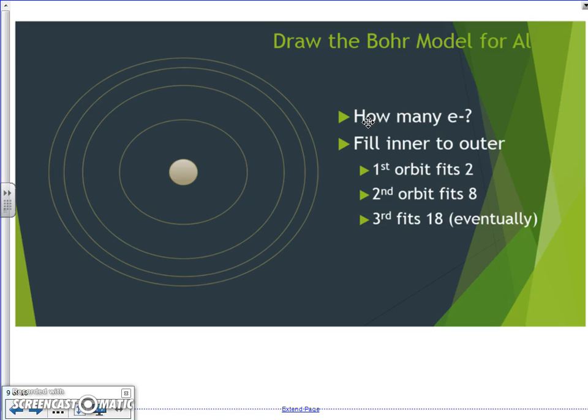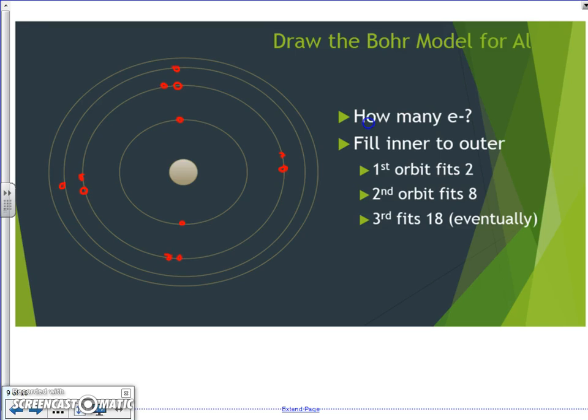So how I'm going to put these in the model is, well, the first orbit, so the first ring, is going to hold 2 electrons. The second ring can hold 8. So now I'm up to 4, 5, 6, 7, 8, 9, 10. Alright, so I got 2 in the first ring, 8 in the second. So that's 10. It's full. Now I got to move to the third one.